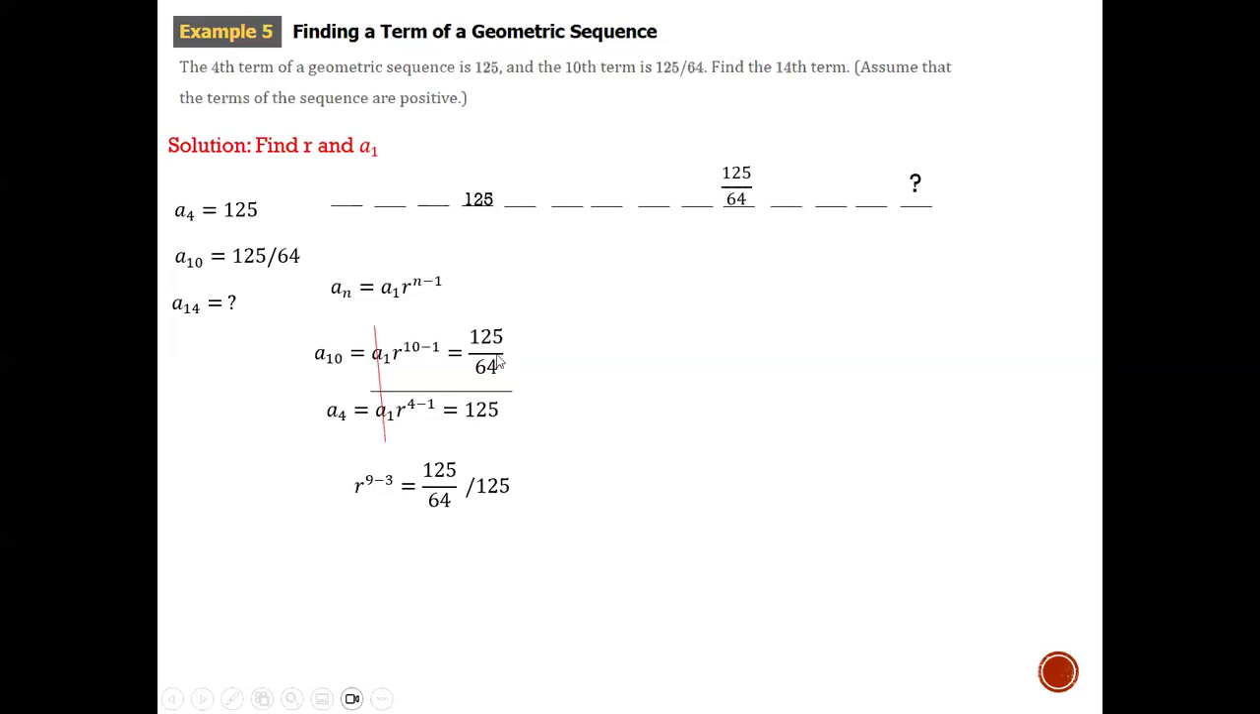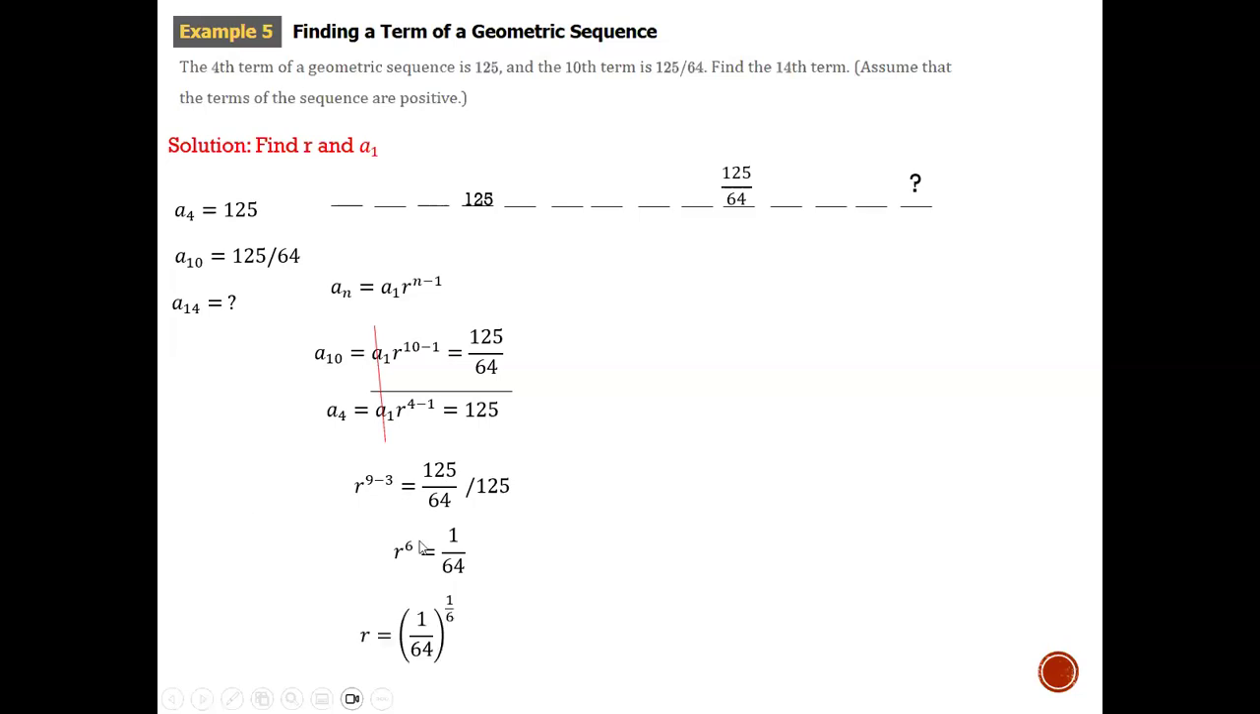And when we divide right here, we have 125 over 4 divided by 125. So we get r to the 6, the 125's cancel, 1 over 64. So I'm trying to solve for r. This is the technique we use. r is to the 6th power. So to get r, we either take the 6th root or take it to the 1/6 power.